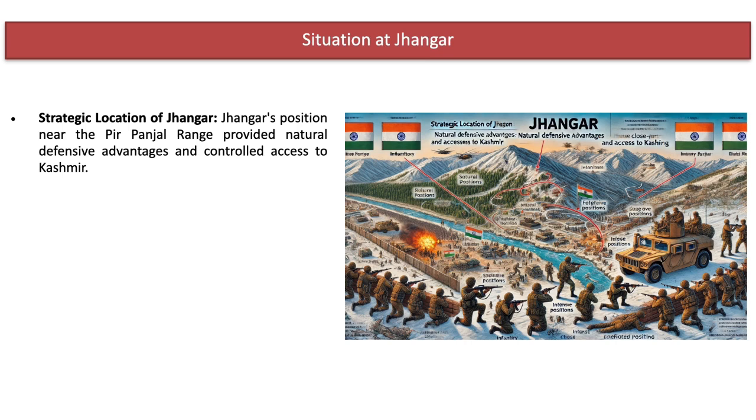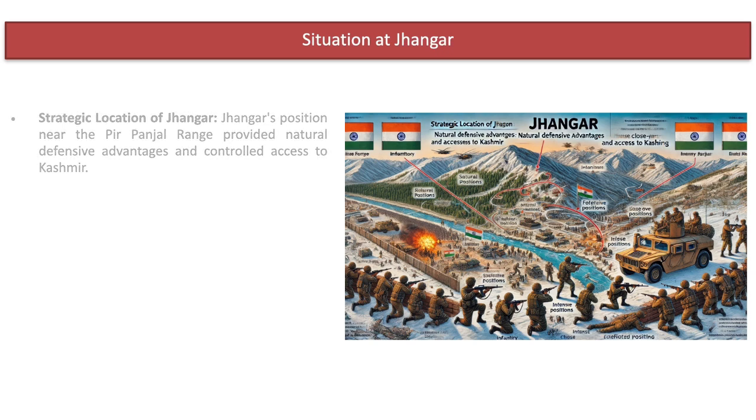But that's not all. Jhangar was also key to controlling access to Kashmir. Whoever held Jhangar could monitor and manage the movement of troops and supplies through the region, making it a critical point for securing or threatening Kashmir. And this made Jhangar a highly contested area, with both sides understanding that its control could shape the outcome of the conflict. For the Indian forces, holding Jhangar meant having a strategic advantage that would help them protect Kashmir and keep the enemy at bay. It was all about location, defense, and the ability to control vital access routes, making Jhangar a key piece in the larger strategic puzzle.